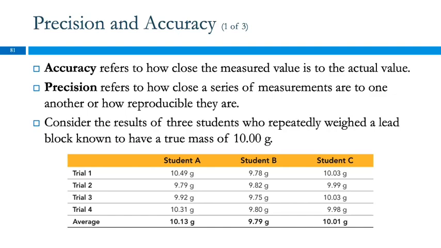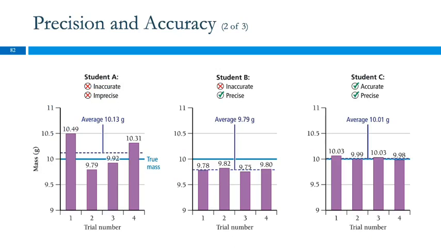So here we have some data from 3 students, and what they did is they took a block of lead and they weighed it on the balance and they recorded their measurements. And so we can look at these numbers in a table, and it's kind of hard to get anything out of it. That's why scientists use graphs. So if we graph it, it's easier to see what's going on here.